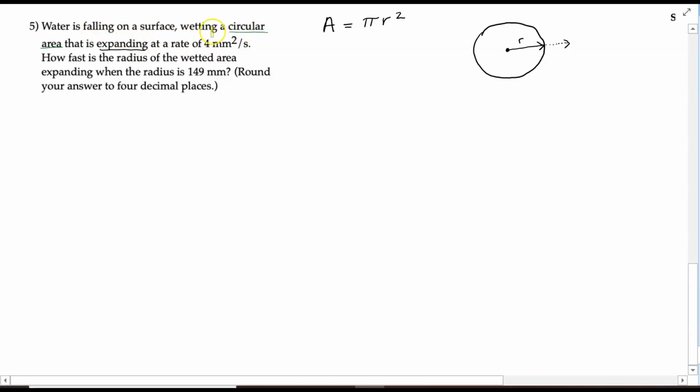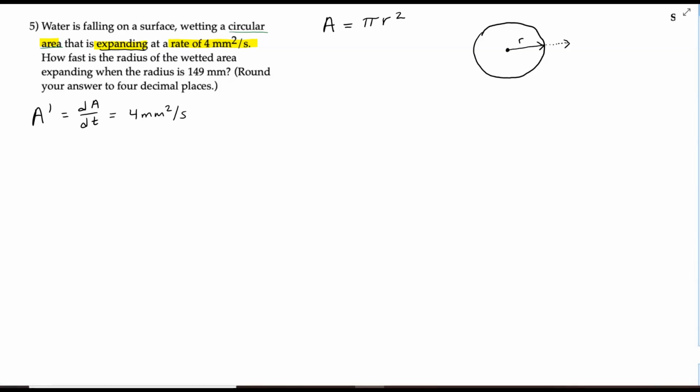They said the area is expanding at a rate of 4 millimeters squared per second. Expanding is also a key word because that tells us it's getting bigger. That means the rate is positive. Let's see what I can write down here. I'm going to write down that A prime, which is dA/dt, the rate of change of the area with respect to time in Leibniz notation, is 4 millimeters squared per second.